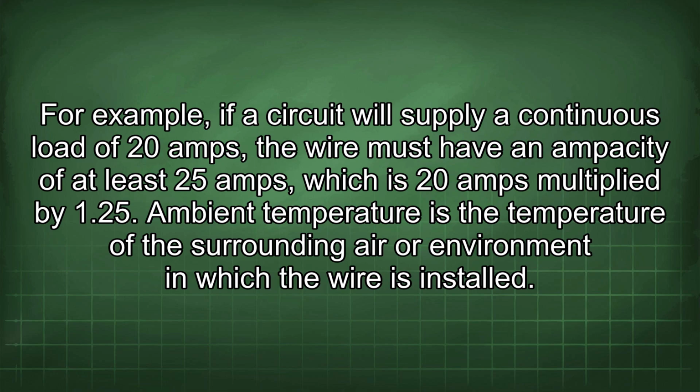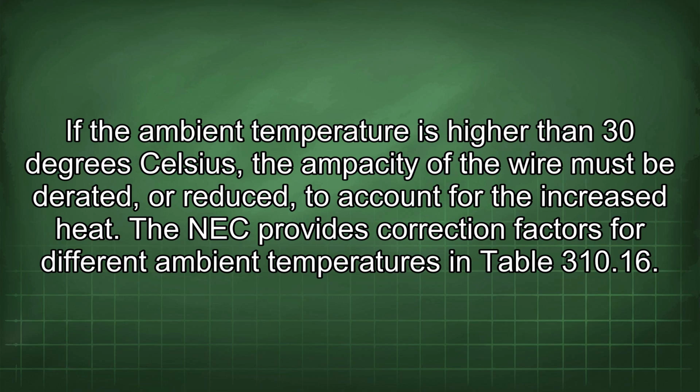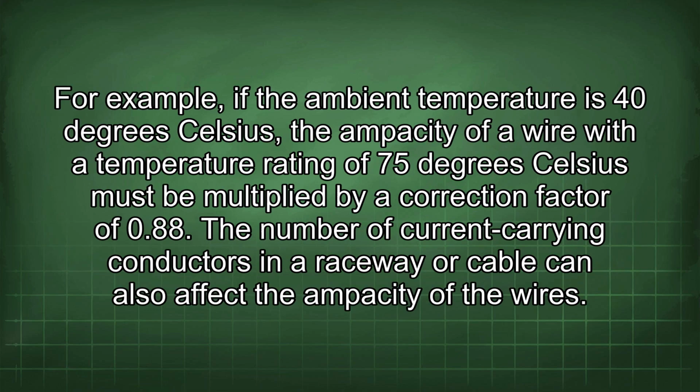Ambient temperature is the temperature of the surrounding air or environment in which the wire is installed. If the ambient temperature is higher than 30 degrees Celsius, the ampacity of the wire must be derated or reduced to account for the increased heat. The NEC provides correction factors for different ambient temperatures in Table 310.16. For example, if the ambient temperature is 40 degrees Celsius, the ampacity of a wire with a temperature rating of 75 degrees Celsius must be multiplied by a correction factor of 0.88.